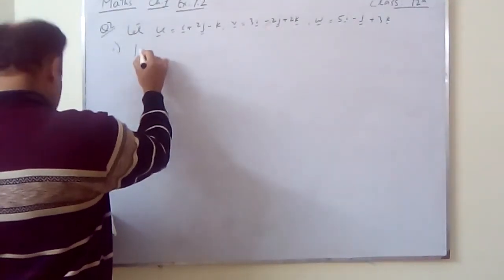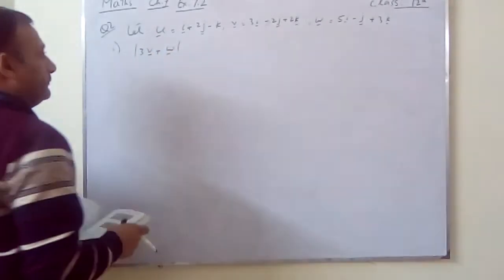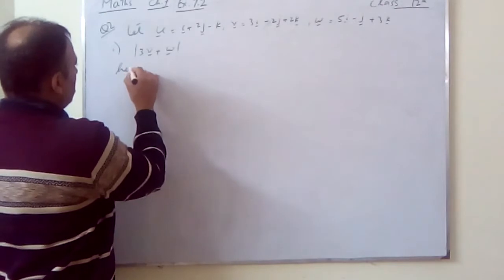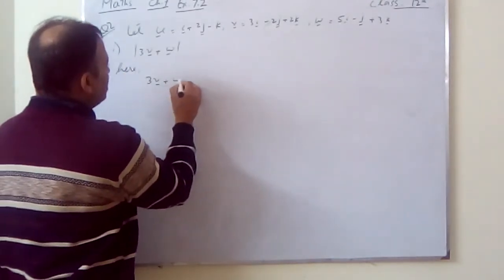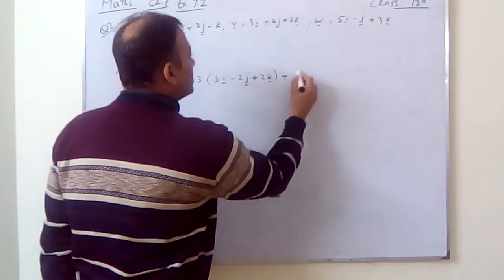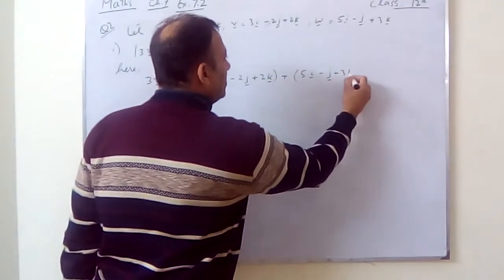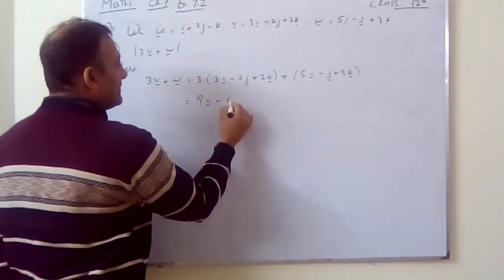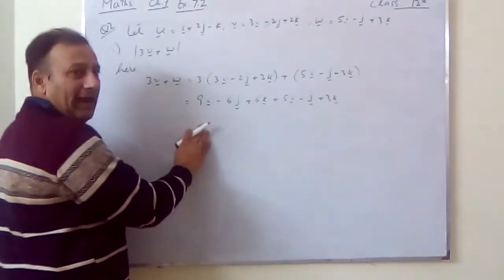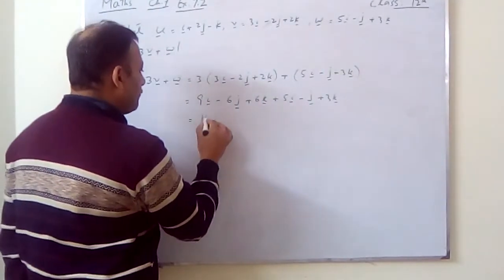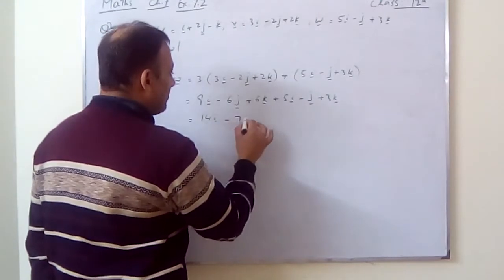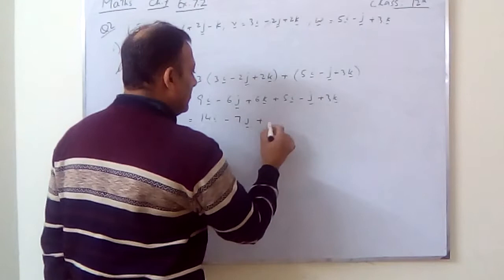So we have to find absolute value of 3v plus w. First of all, we have to find 3v plus w. So here 3v plus w is equal to 3 into 3i minus 2j plus 2k plus 5i minus j plus 3k. When we open it, 9i minus 6j plus 6k plus 5i minus j plus 3k. Now when we add these two, 9i plus 5i, that becomes 14i, minus 6j minus j, so minus 7j, plus 6k plus 3k, that is 9k.